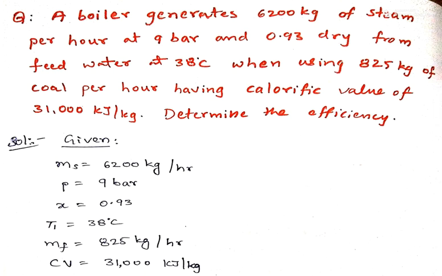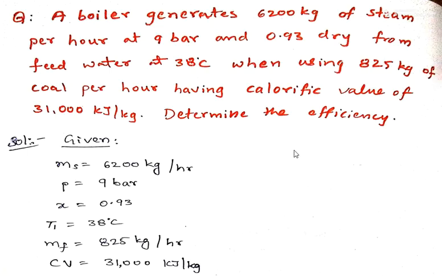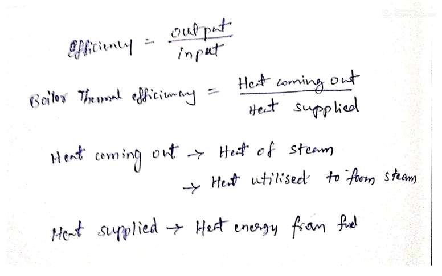And if you go to the next slide, here what we have to find is the efficiency for this boiler. So efficiency means here the thermal efficiency we want to find out. From the basic concept of efficiency, it is the ratio between the output to the input, meaning how much output you are getting and how much input you are giving. So it is a ratio between output to input.